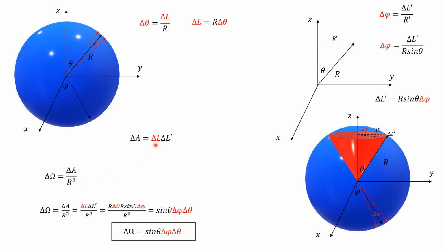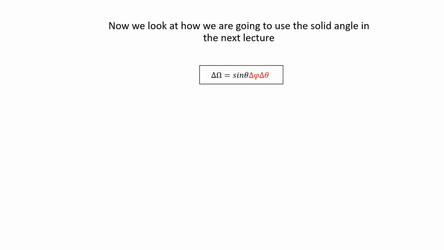So if you use this expression, using r delta theta for delta L and r sine of theta times delta phi for delta L prime, we see that the two r's will cancel the r squared in the denominator, and we end up with an expression for a small variation of the solid angle around the angles theta and phi. Okay, that's all we need to know about solid angles for our purpose.